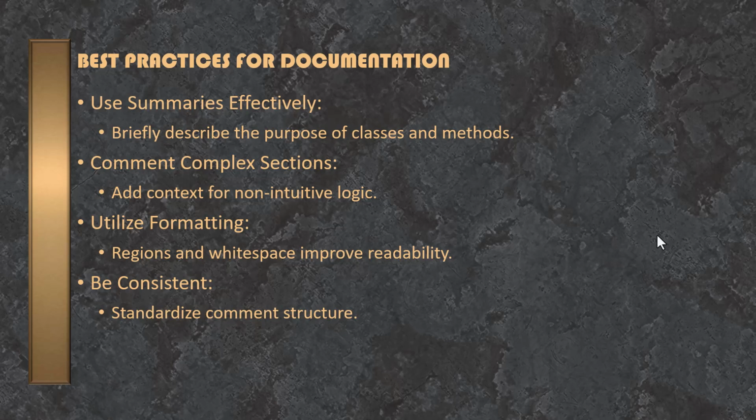The best practices include using summaries effectively. Briefly describe the purpose of classes and methods. So you don't necessarily need to use commenting to document what a class or function does so much, but maybe more why it's there and what purpose it serves, so that you know where it fits into the overall architecture of your application.